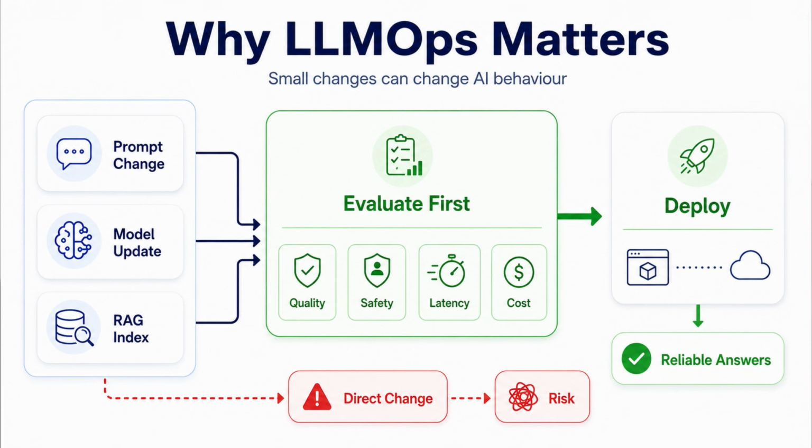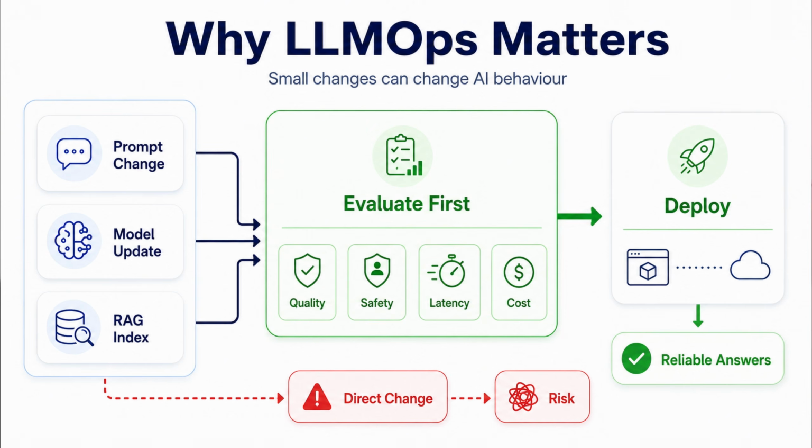For example, if a team changes the system prompt for a support assistant, they should not deploy it directly without evaluation, because even a small prompt modification may unexpectedly reduce answer quality or change the system behavior. Similarly, if the model version changes or the retrieval index gets updated, the organization must validate whether the AI system still behaves correctly and safely.